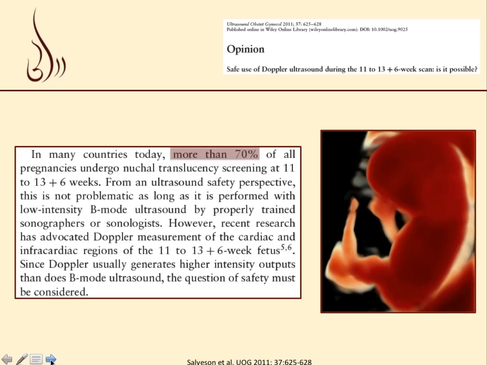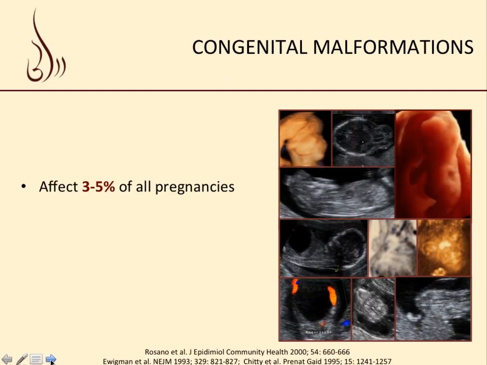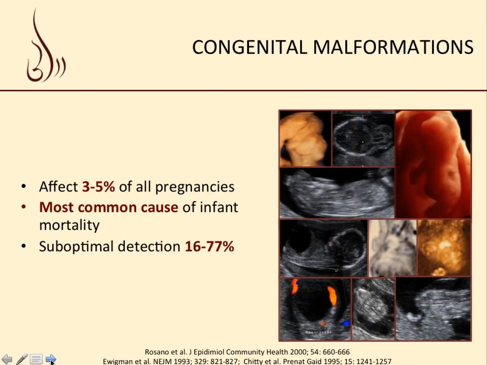11 to 14 weeks. And even though we are not measuring the NTs, obtaining that mid-sagittal view for screening is so important. Because of all congenital malformations, which affect 3 to 5% of pregnancies, and they are the most common cause of infant mortality.